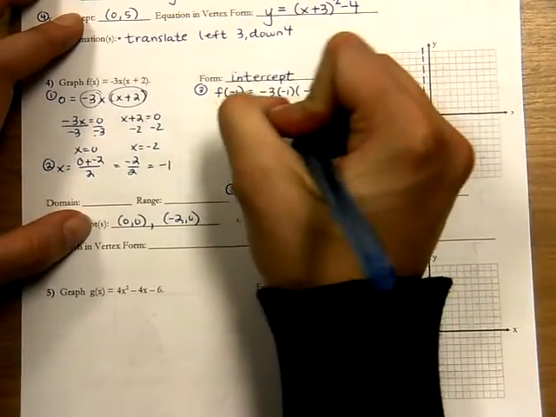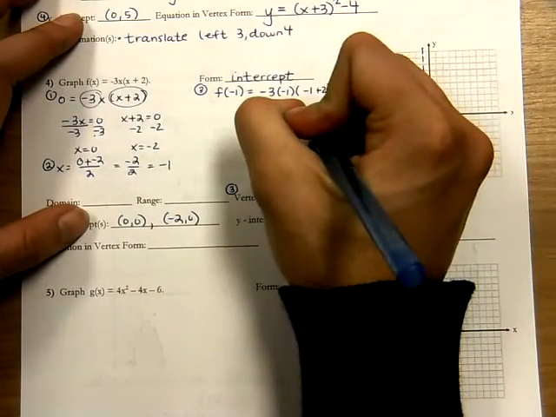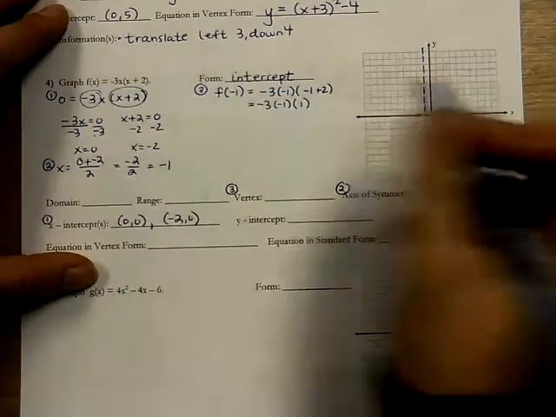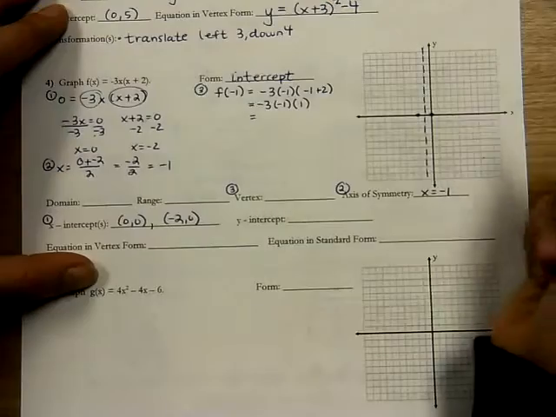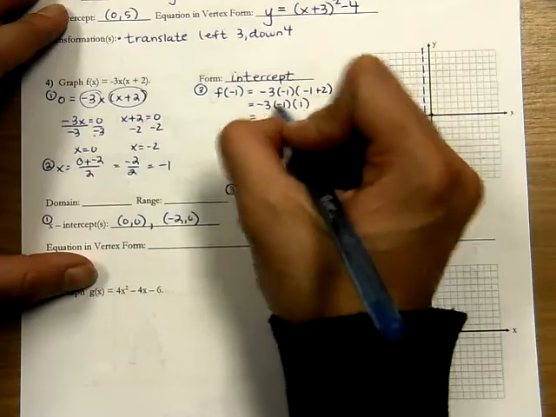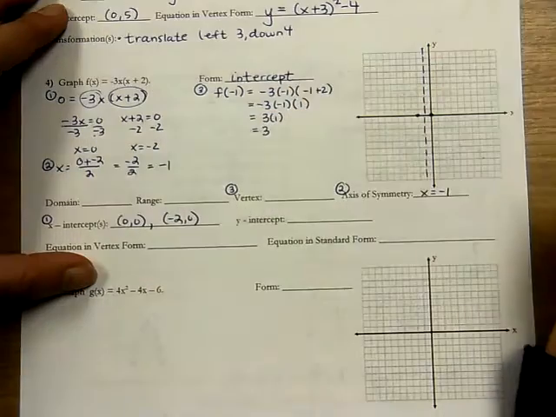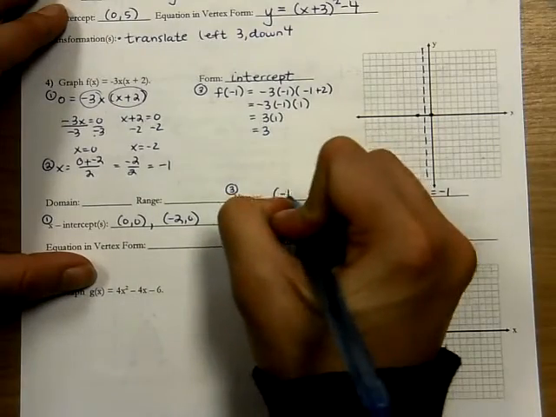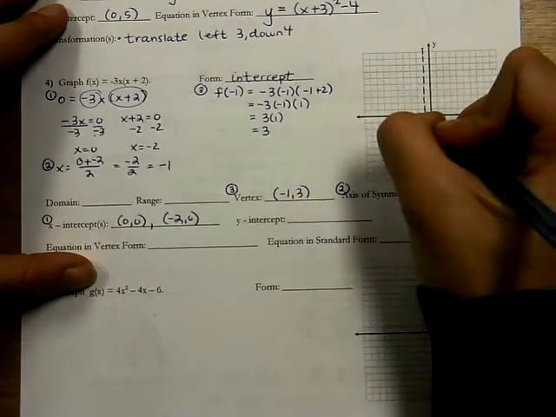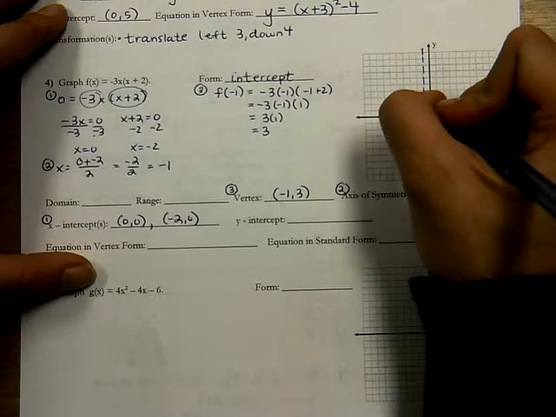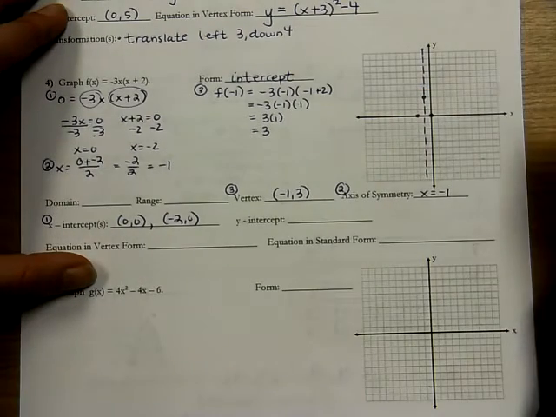So we still carry down this negative 3 times negative 1. Here, negative 1 plus 2 is a positive 1. Now we're just multiplying three numbers from left to right. I'm going to multiply in order from left to right. Negative 3 times negative 1 is a positive 3, times 1 is 3. So my vertex has coordinates (negative 1, 3).